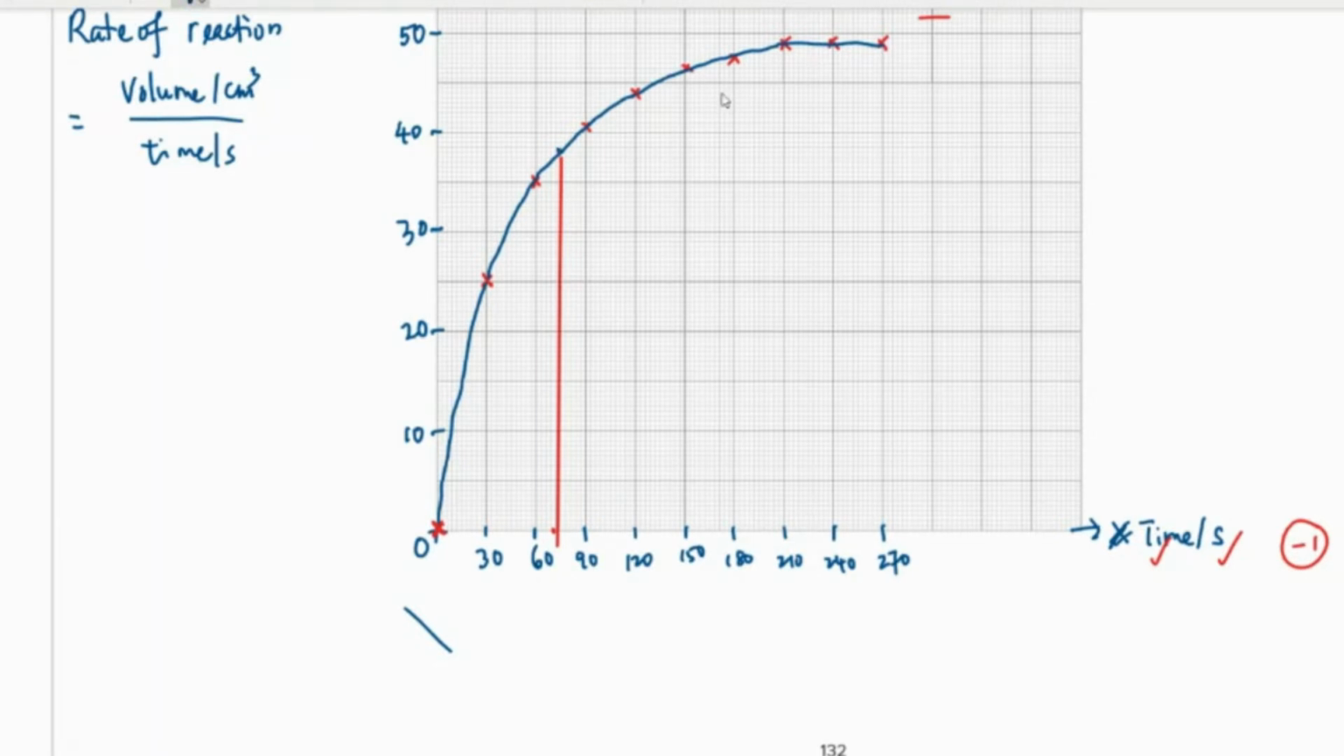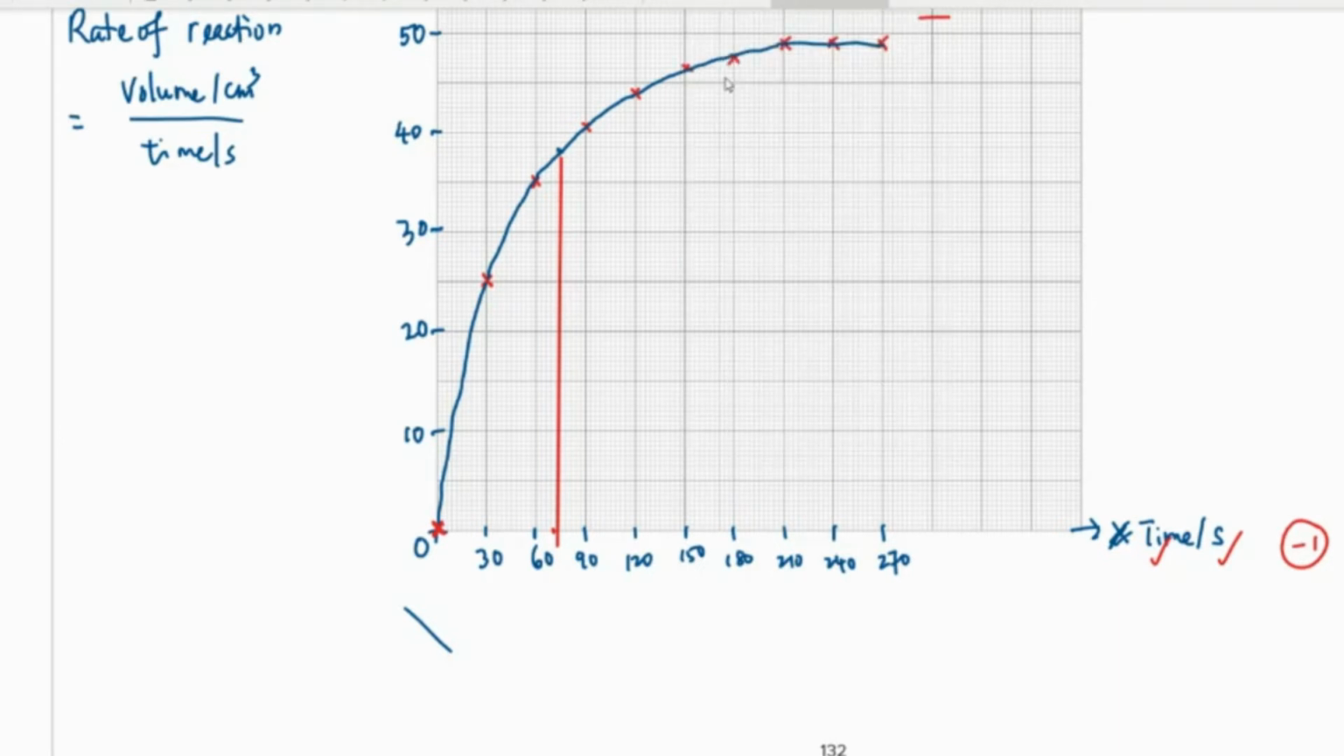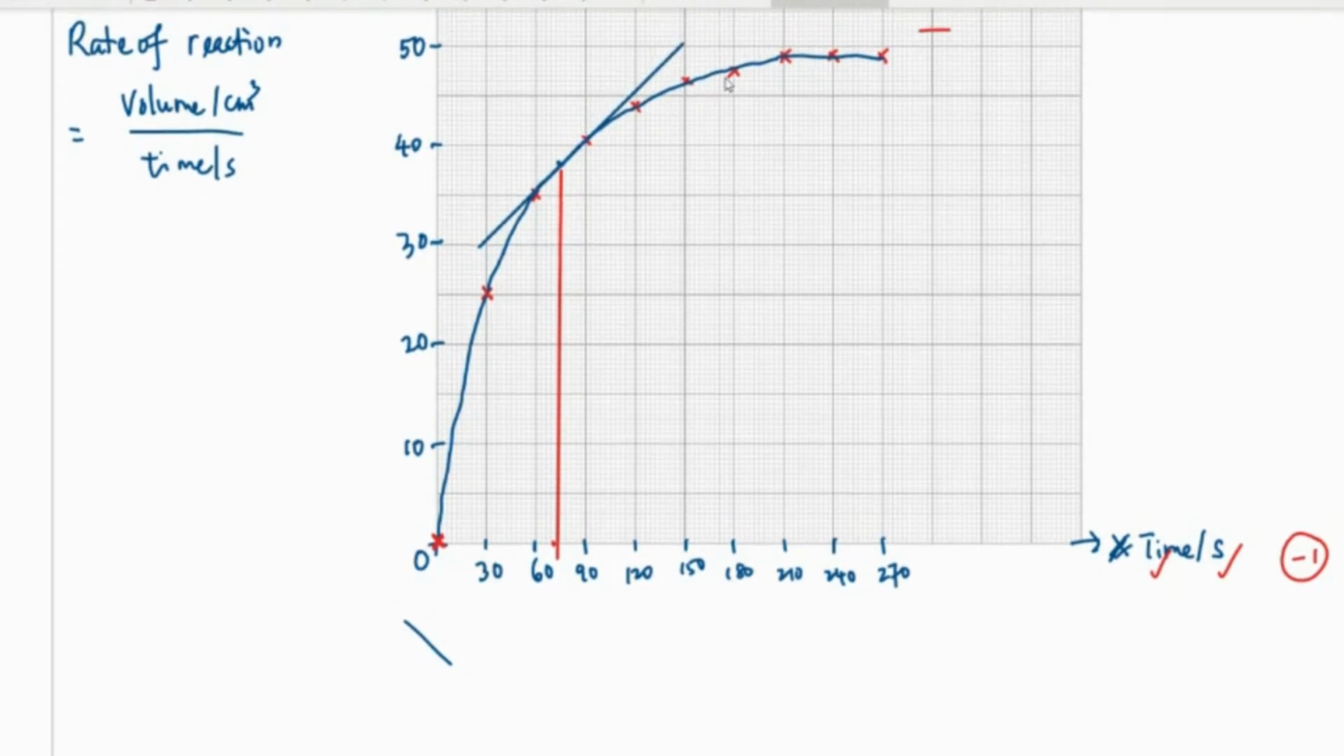Okay. Draw a tangent to it. Tangent, what does that mean? Okay. So tangent here. It must be outside the curve. Outside the curve. Okay. How long is it? Actually it depends on you. As long as you can read the coordinate. So for me, I will extend to somewhere here. Easier for me to read the points. Okay, like this.